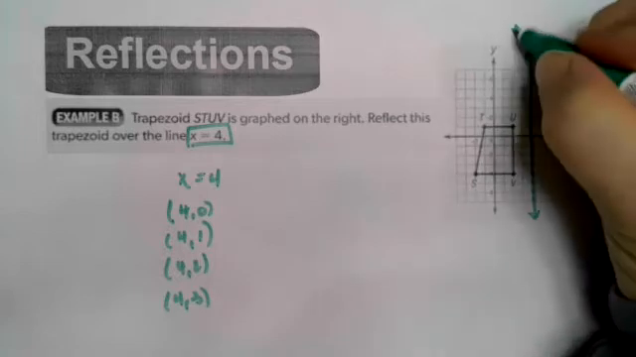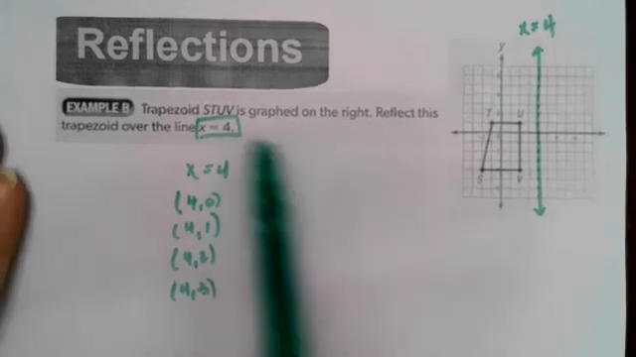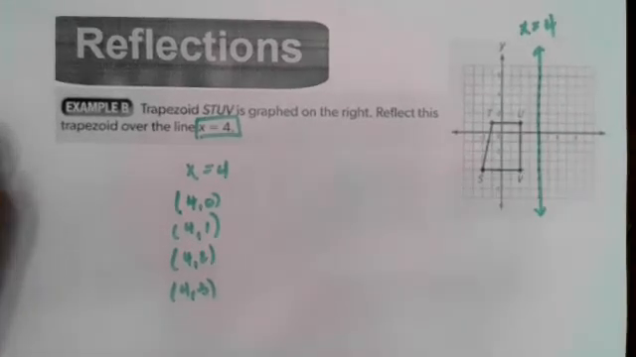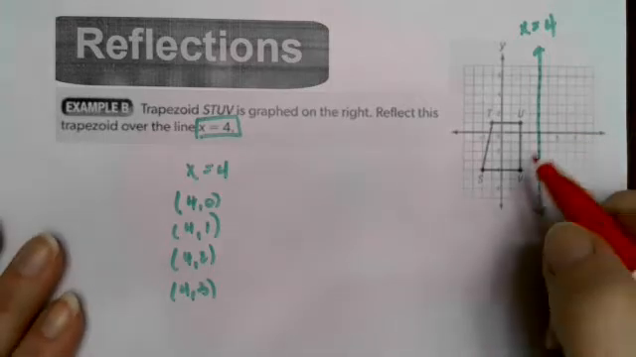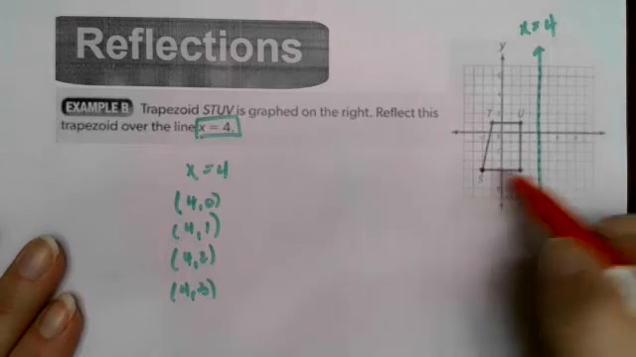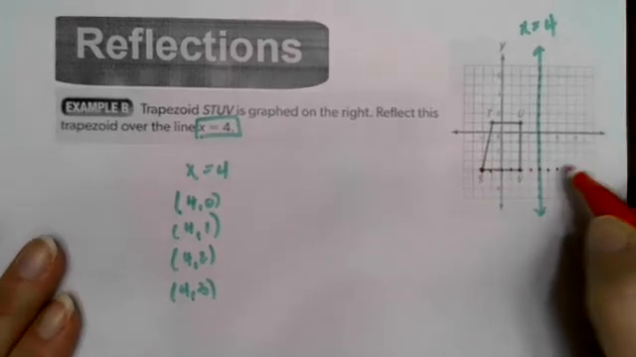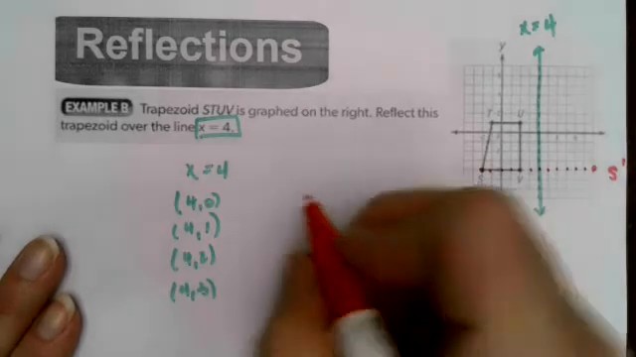So if you struggle with the x equals 4, maybe a y equals 4, please ask. But if it's an x equals, it only crosses the x-axis and it crosses at that specific point. So I'm going to take my points one at a time, and I'm going to go to the line of reflection, and I'm going to go the same distance on the other side. So if I start at S, I'm going to go to my line of reflection with 6 away. So I'm going to go 6 in the other direction.